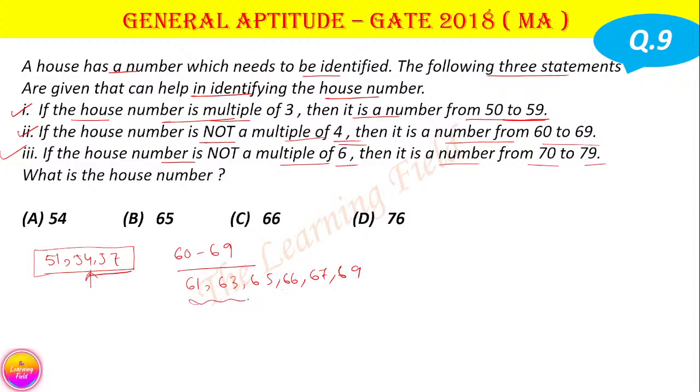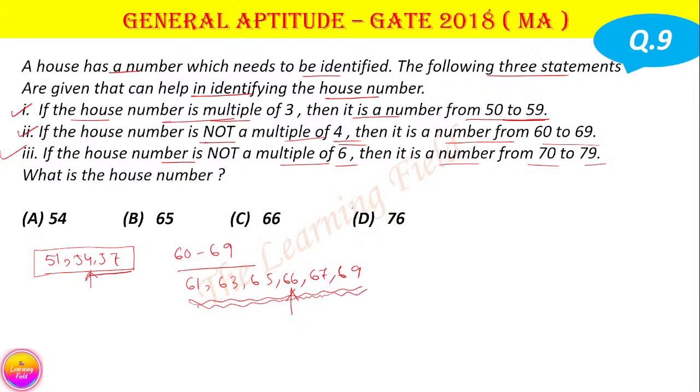But if one of them is the correct answer, then what? It should be a multiple of 6 and not a multiple of 3. But here 66 is a multiple of both 3 and 6. That means this is not our required sample space, so the answer does not lie in these numbers.